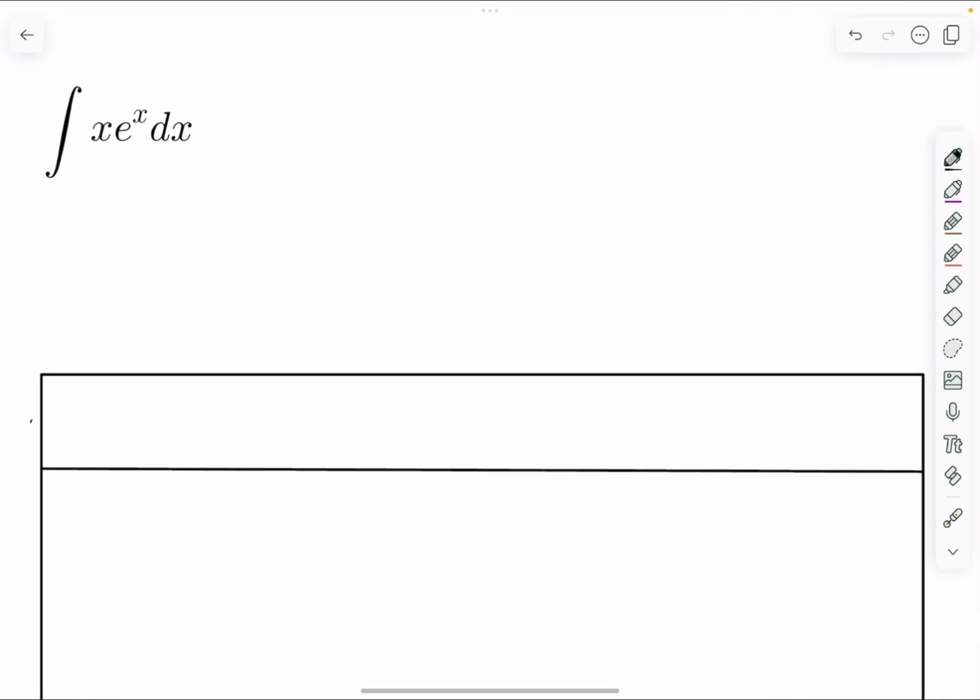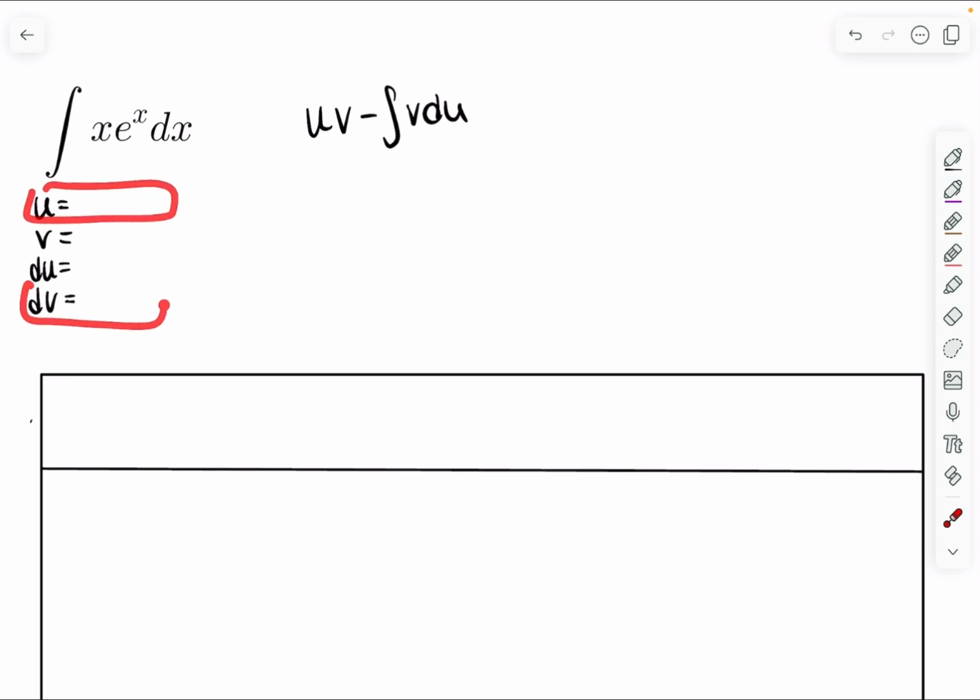The first thing is know your formula. So I like to remember it as uv minus integral of v du, where the v and du are on the inside here. Then I write u, v, du, and dv. Now, unlike u sub, the first thing you actually find are your u and your dv.